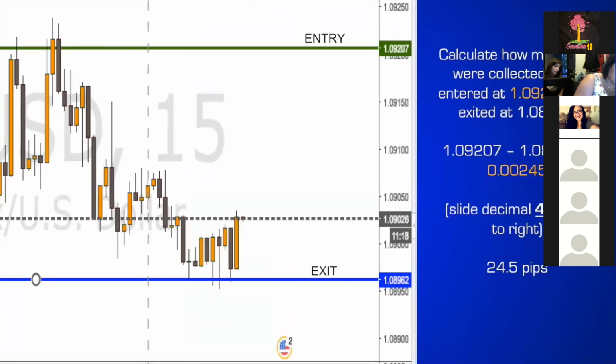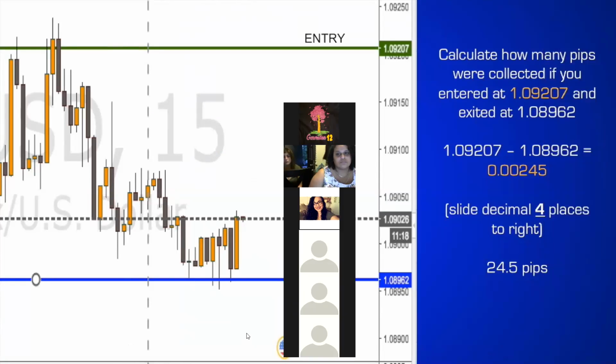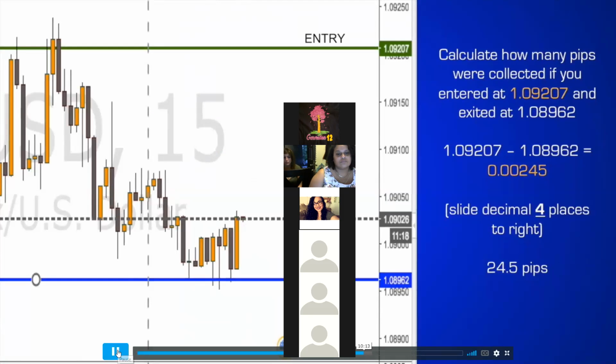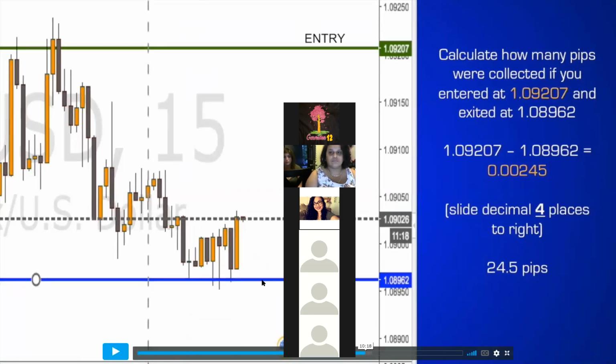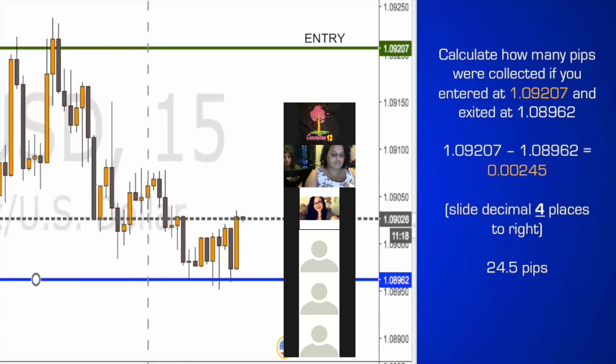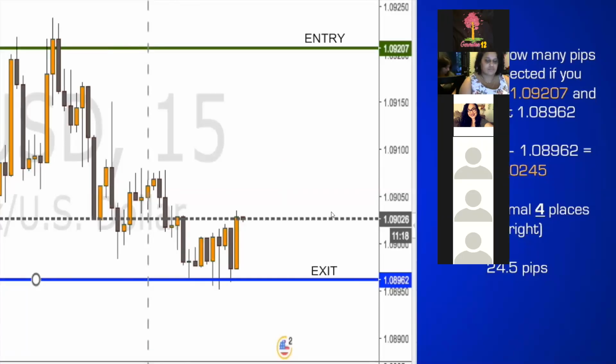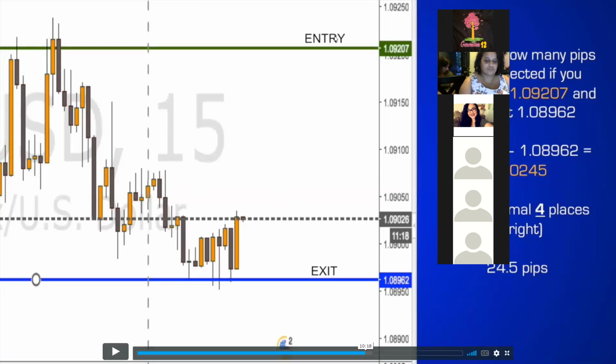So let's say you enter, and I already have the entry price at 1.09207. And you exit where the blue is at 1.08962. You get it. You are going to subtract those numbers. It's going to equal 0.00245. You can slide the decimal over 4 places to the right, and then you end up with 24.5. So same thing, you guys. This wasn't what I was looking for, but I wanted to just show you how it looks on the graph so you'll be able to figure out how many pips is from this move to this move.